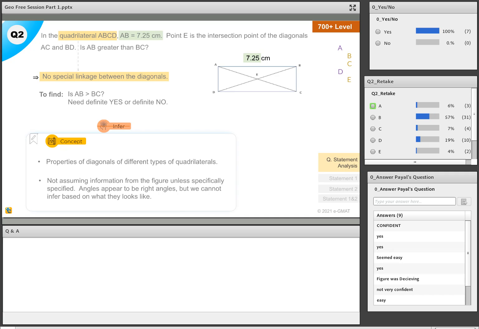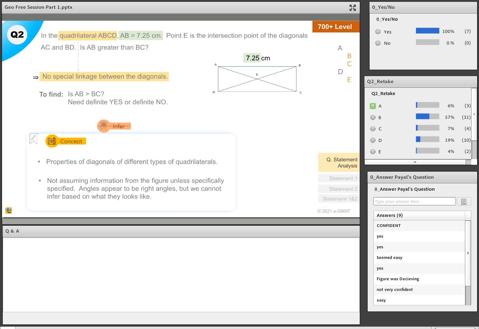Now, if in the figure it was given that each of these angles are right angles, right? Then you could have inferred that it's a rectangle, even if the question statement did not state explicitly that it's a rectangle, because your question statement is always a combination of the question statement in English plus the image whenever the image is provided to you. Okay, so you always have to make sure that you do not draw incorrect inferences.